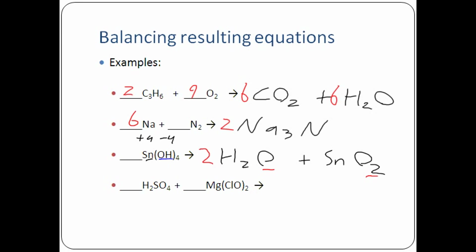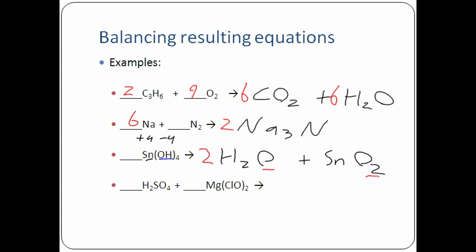That gives us 4 hydrogens. That, notice, also changes our number of oxygens. Now on the right we have 2 times 1 is 2, plus 2 that's over there, and so that gives a total of 4. And sure enough, we have 4 on the left, and so this balances out. And so that would be that decomposition problem.